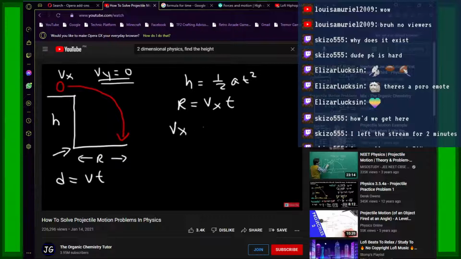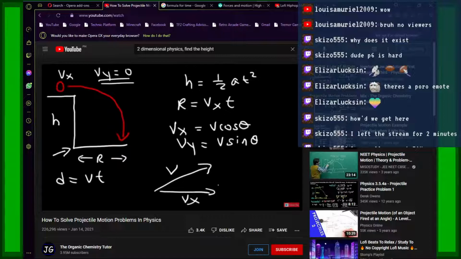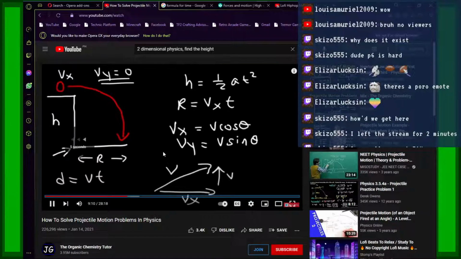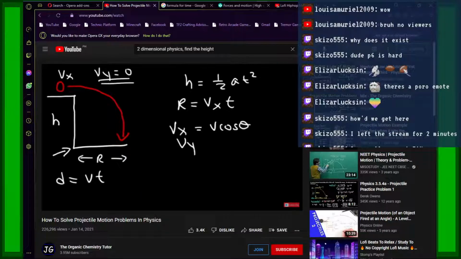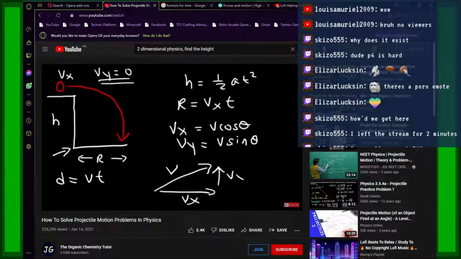Now, Vx is v cosine theta, and Vy is v sine theta. It's based on this triangle. Here's v, Vx, and here's Vy, and here's the angle theta.